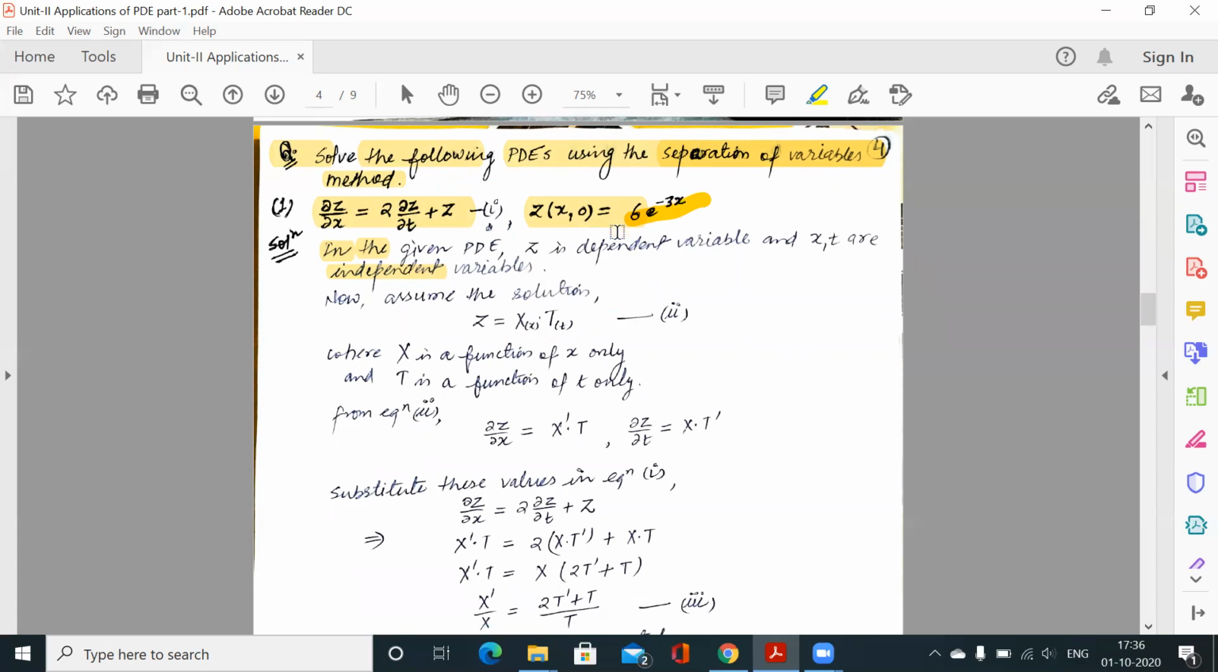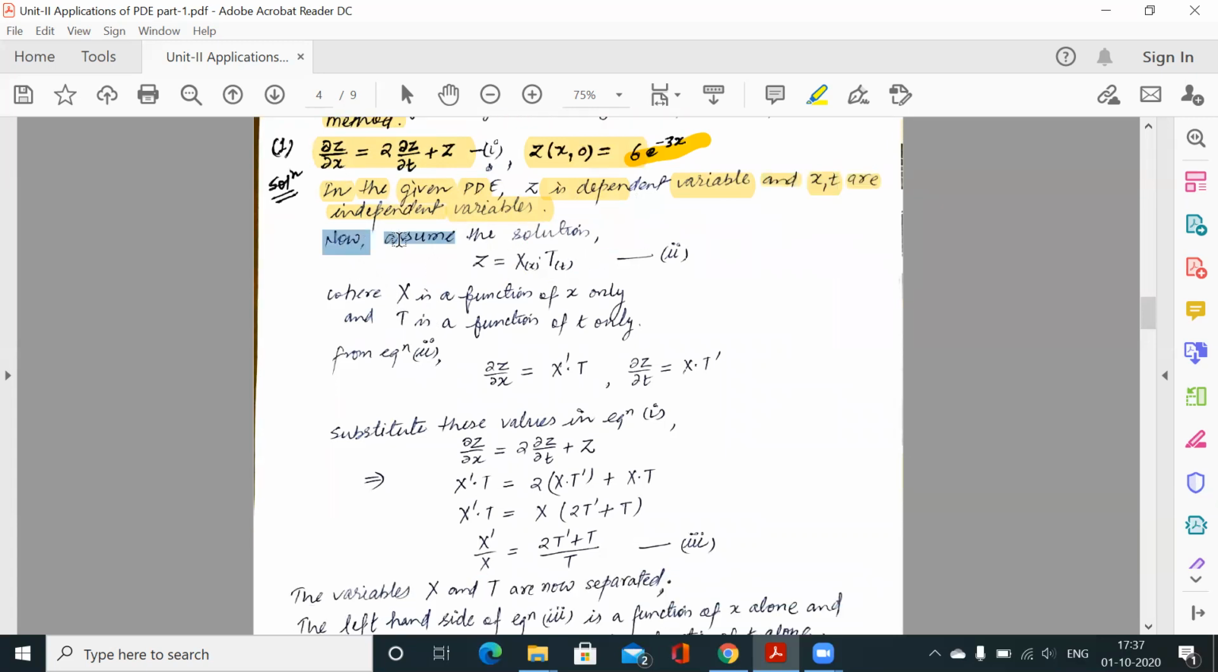Now, because we have to solve this using the separation of variables method, how does that method work? First, you have to observe how many independent variables are there. So clearly in this PDE, Z is the dependent variable because the derivatives of Z are appearing. And what are the independent variables? X and T, because the derivatives are with respect to X or T. So it has two independent variables, X and T. Clear?